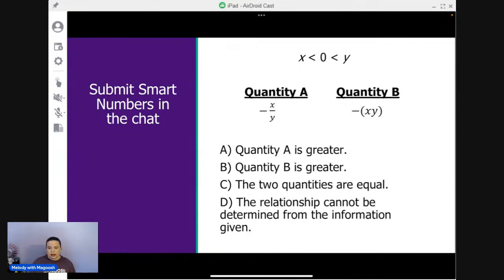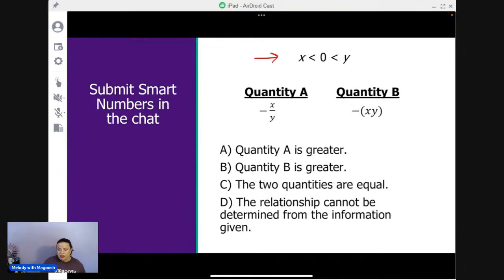Alrighty, so think about this question. We need to pick out an X value and a Y value that satisfy the rule X is less than 0, which is less than Y. And we need numbers that are easy to work with to plug into quantity A and B. So pick out those numbers.